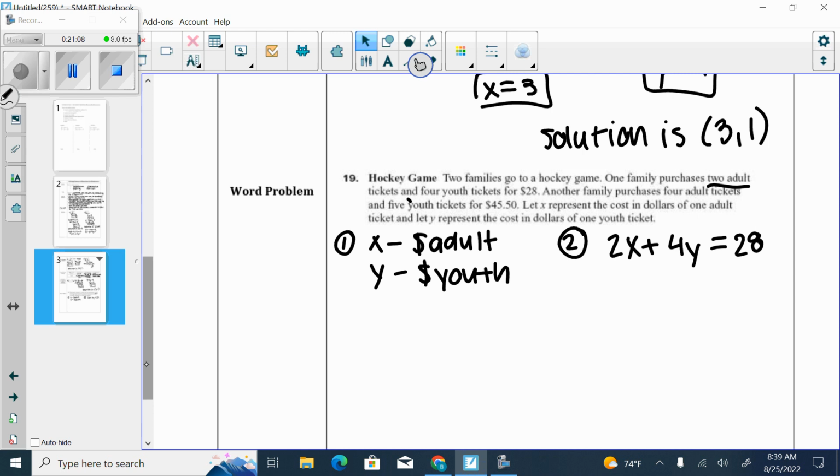Okay, if we're going to solve this, we need a system of equations, so we need a second equation. So that next sentence, another family purchases 4 adult tickets and 5 youth tickets for $45.50. How would I write that as an equation? Good.